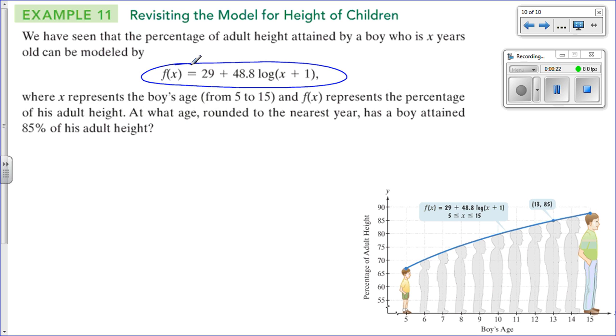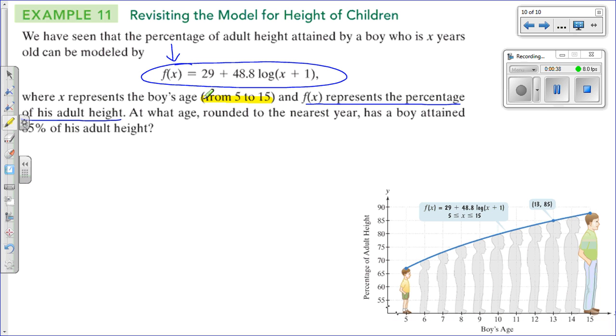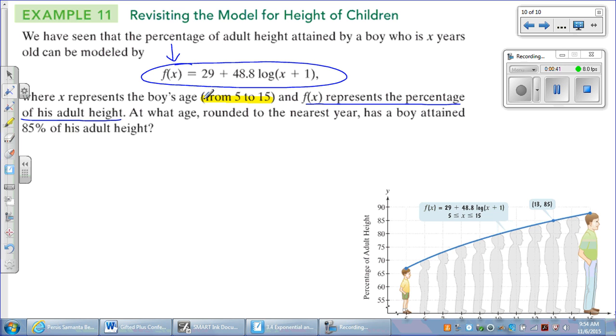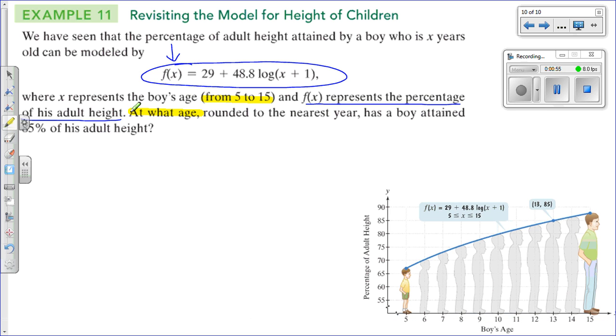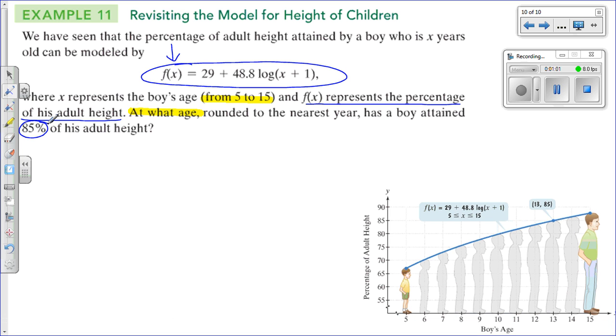At that time, we were actually looking for this value, which represents the percentage of a boy's adult height. And the equation only works for ages 5 to 15. At that time, we were looking for that percentage of the adult height that was attained at a certain age. So now the question here is we need to find at what age, rounded to the nearest year, will a boy attain 85% of his adult height.